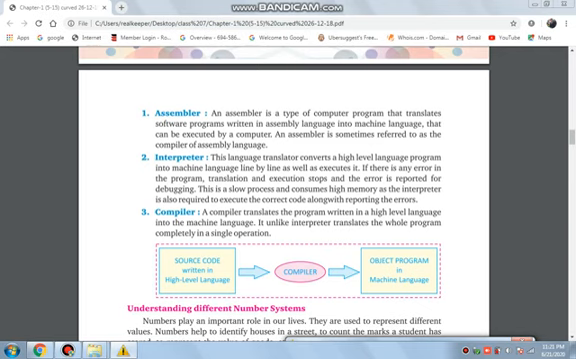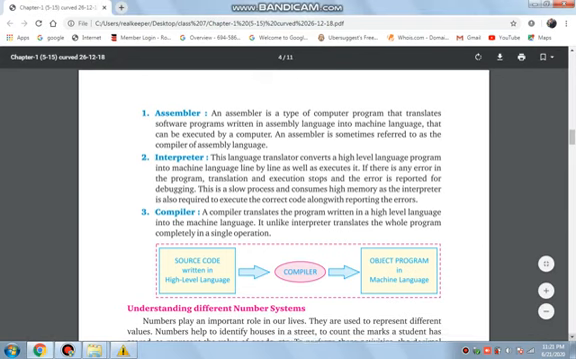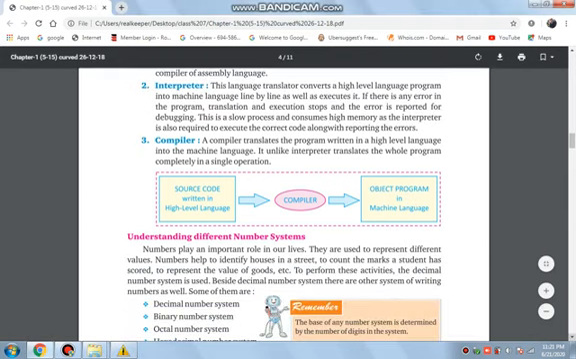Okay, now the third one is compiler. Students, a compiler translates the program written in high level language into machine language, but it can convert the complete code in one single operation. But interpreter converts the code line by line. So this is a major difference between interpreter and compiler.